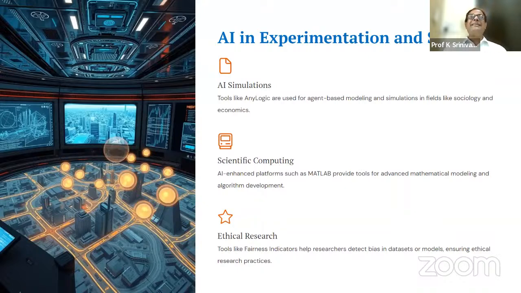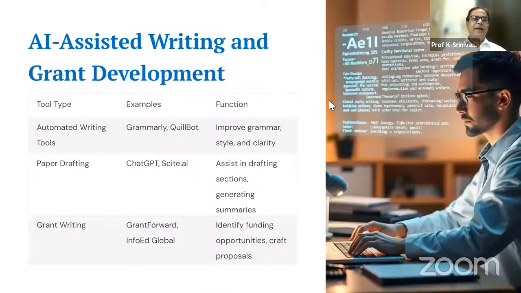And ethical research also. Tools like Fairness Indicators and so on and so forth are helping the researchers to detect biases in data sets. This is again a very big problem also, because we don't know what bias has been created on that one, और मॉडल्स को किस बेसिस में बनाया था. So ये तो हमेशा हर एक के साथ चलता है, and ensuring ethical research practices also.